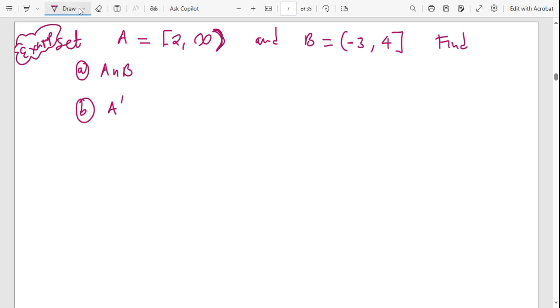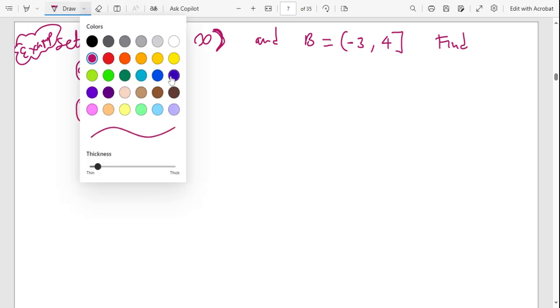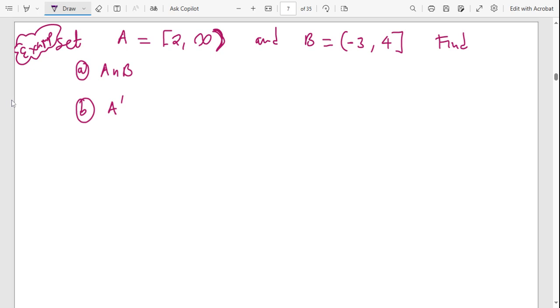So for you to be able to work out this question, an easier way to work out sets, okay, when you want sets to be easy for you, make sure that you always use the number lines. I'm seeing a hand already. Yes, please.